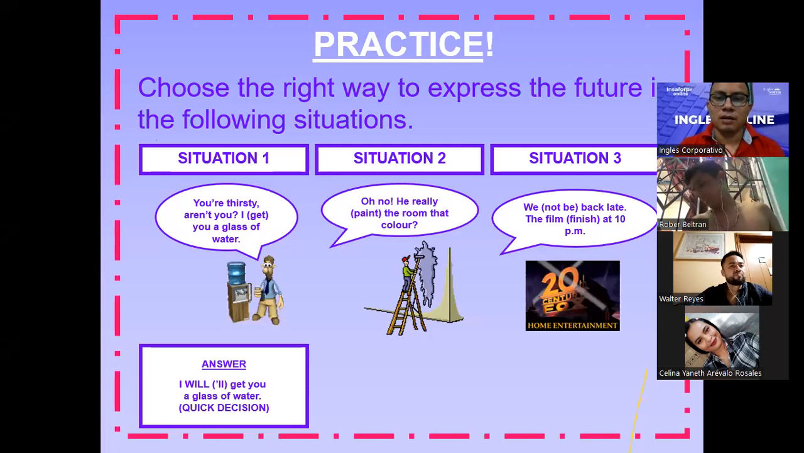¿Tenemos alguna evidencia de lo que está pasando en la situación número dos? ¿O no la tenemos? ¿Será algo planeado o no planeado? ¿Será un programa? ¿Será una decisión al instante? ¿Será una promesa? ¿Qué es lo que está pasando ahí? ¿Están planeando pintar, o ya están pintando? Ya está pintando él, de hecho, y lo está pintando con un color.